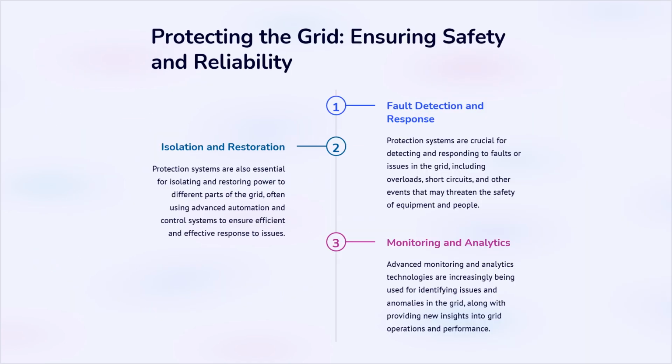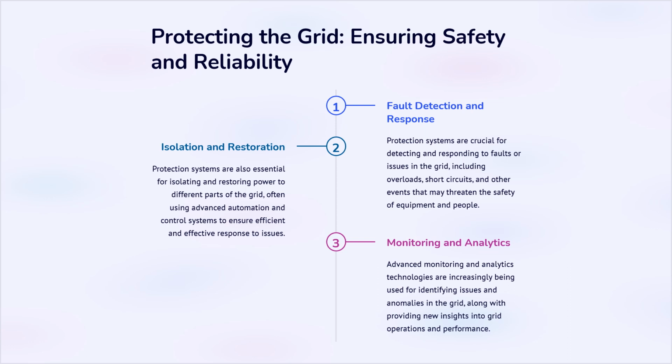So, protecting the grid, ensuring safety. We are talking about power system protection. From the power plant through transmission and distribution, we need protection. In all three steps, in all three networks, we need reliability and safety. There are different types of protection, and as power system protection we need to isolate and restore the power. There are fault detections and responses.